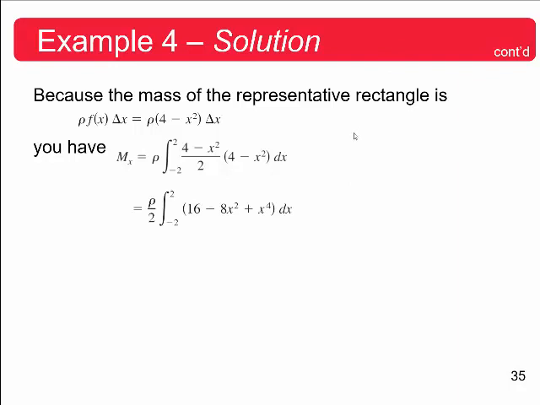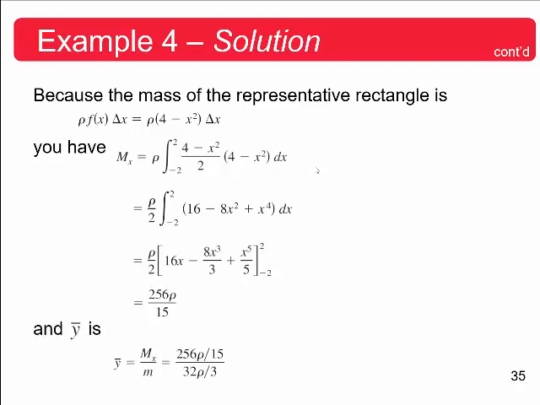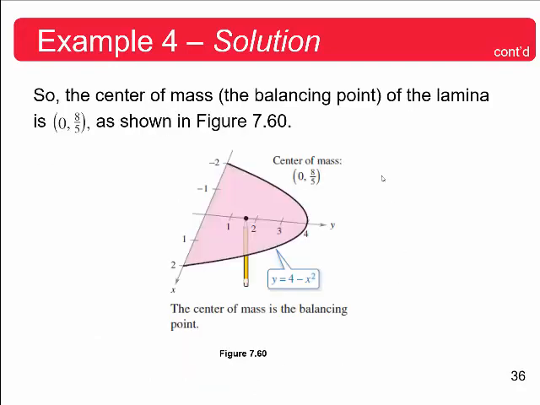And you can simplify this very easily. I won't break through this because this is just some simple power rule integration. And you should get 256 rho divided by 15. So that's telling me y bar here is the moment about the x-axis divided by the mass, which just simplifies to 8/5. So the center of mass, the balancing point of this lamina right here, is (0, 8/5) as shown in this figure.